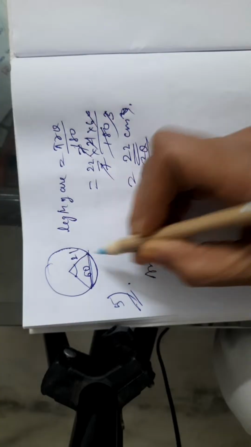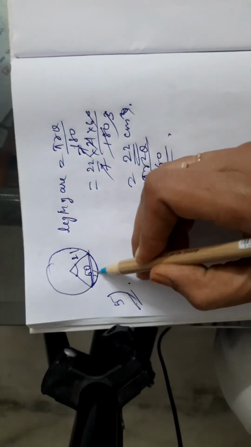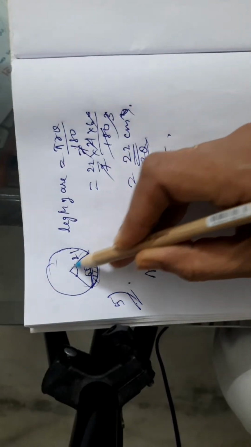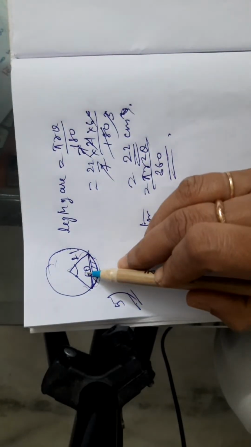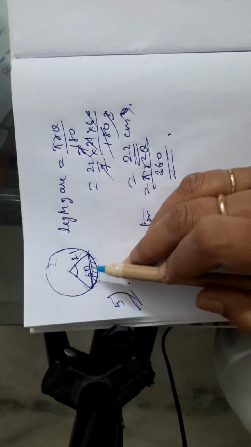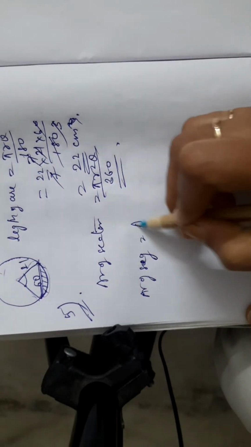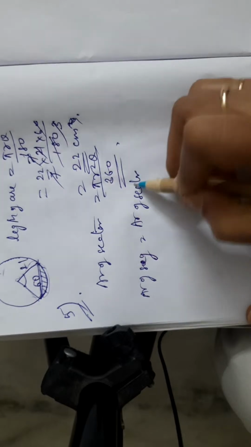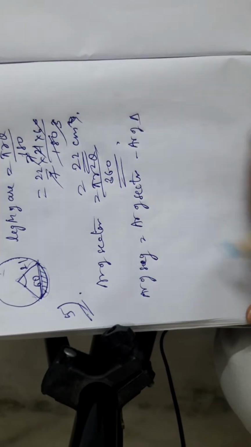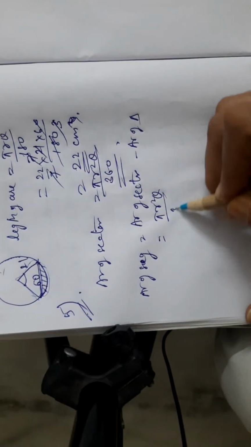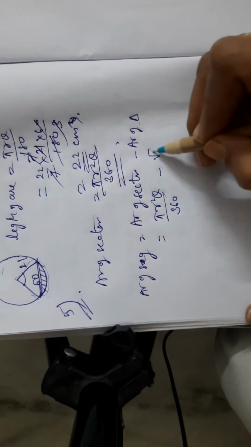Just now in the previous question I explained, whenever we need to find the area of a segment, the area of the triangle is to be subtracted from the area of the sector. If theta is 60, root 3 by 4 r square is the formula for the area of the triangle. So area of segment is area of sector minus area of triangle. For the sector, pi r square theta by 360. For the triangle it is root 3 by 4 r square.